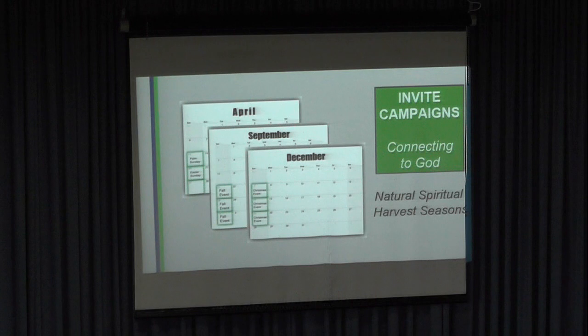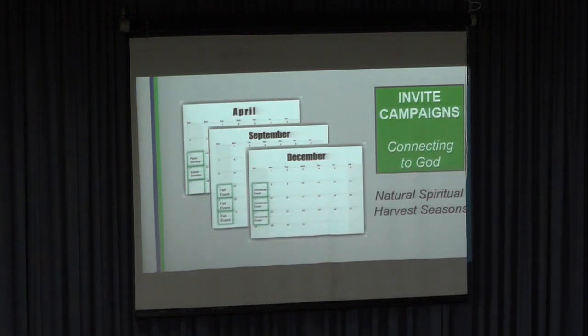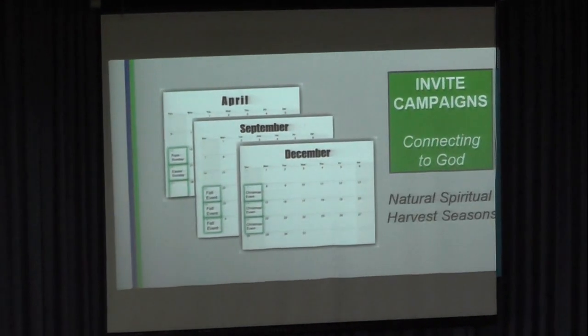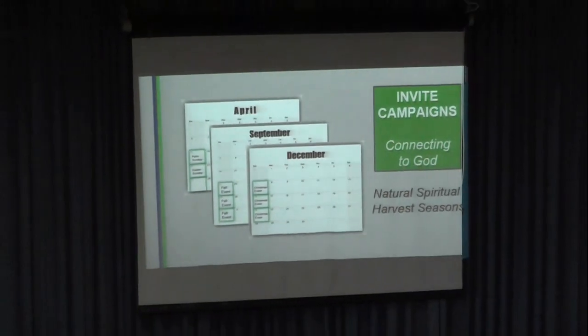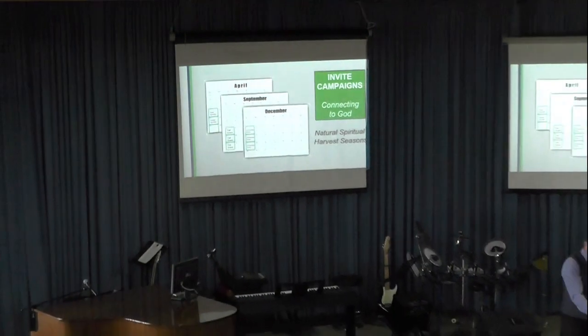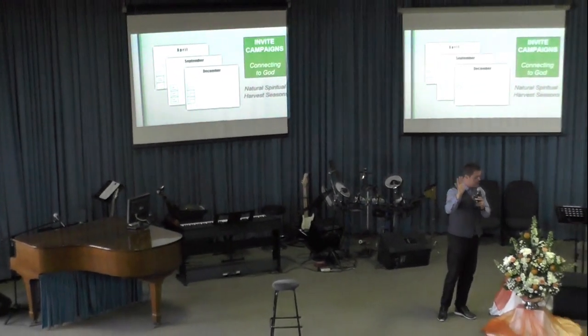Now, what does that mean? I should be praying for 5 people to come to salvation. I should be praying for 5 people. Now, when am I going to invite these 5 people to come to church? I'm going to invite them in April, September, and December, because that is the most likely time that they will come to church.